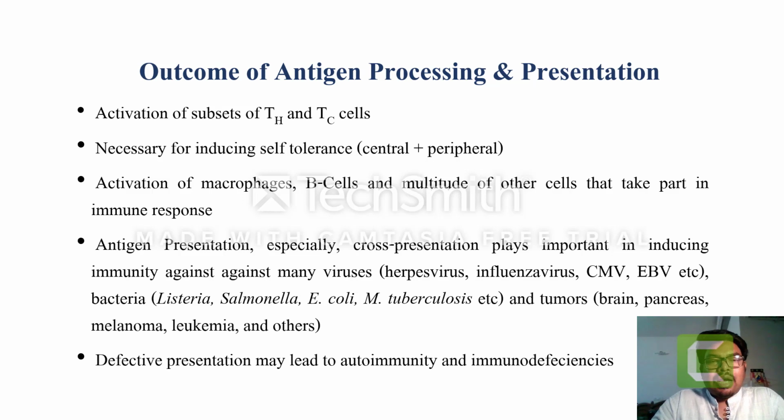The cytotoxic T lymphocytes, after getting activated, wander around in the body and kill all the cells which are displaying foreign protein or altered cells. Antigen processing and presentation also plays an important role in inducing self-tolerance. For inducing self-tolerance, the T cells as well as the B cells have to be introduced to the body's self-antigen. Introduction to self-antigen is mediated via presentation of antigens along with the MHC molecules on the surface of the cells. Okay, so this presentation is also mediated as a result of antigen processing and presentation. Activation of macrophages, B cells, and a multitude of other cells that take part in immune response is also the outcome of antigen processing and presentation.